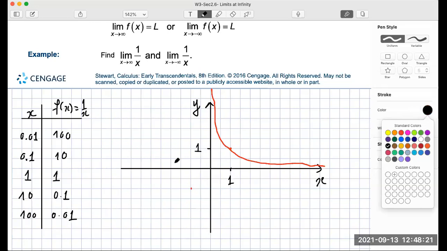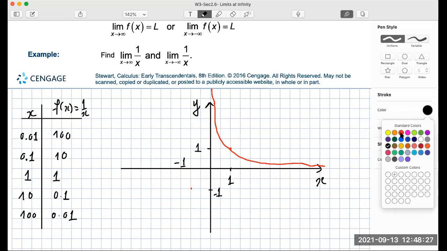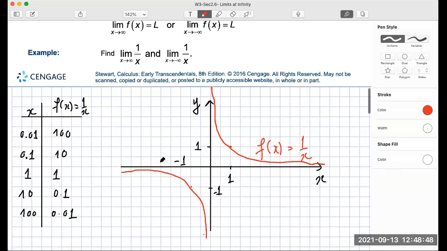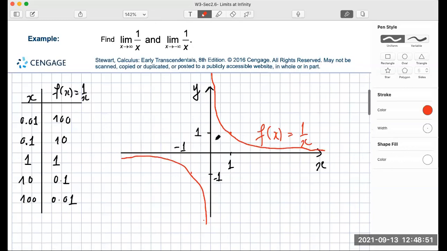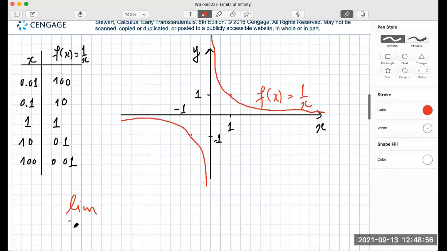Very good. Every output will be negative, or in other words, this guy will be flipped, right? Somehow like this. This is the graph of the function f of x is 1 over x. So according to the visualization and some computation here, what is the limit of the function f(x) when x approaches positive infinity?